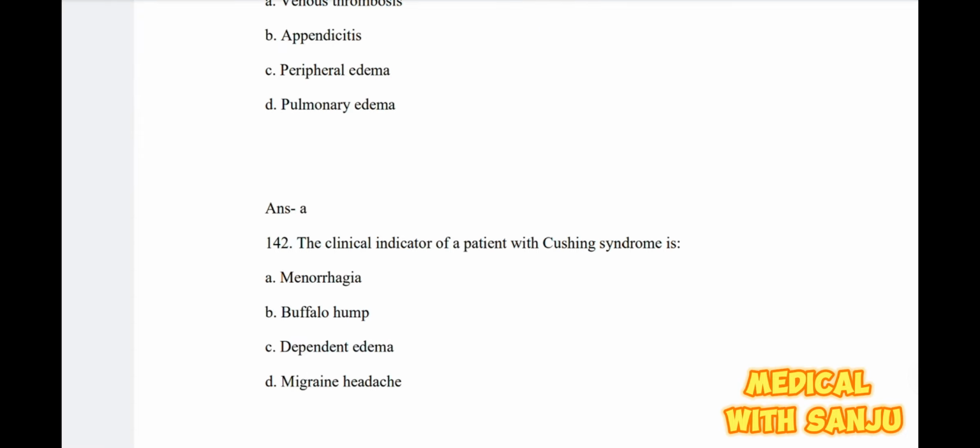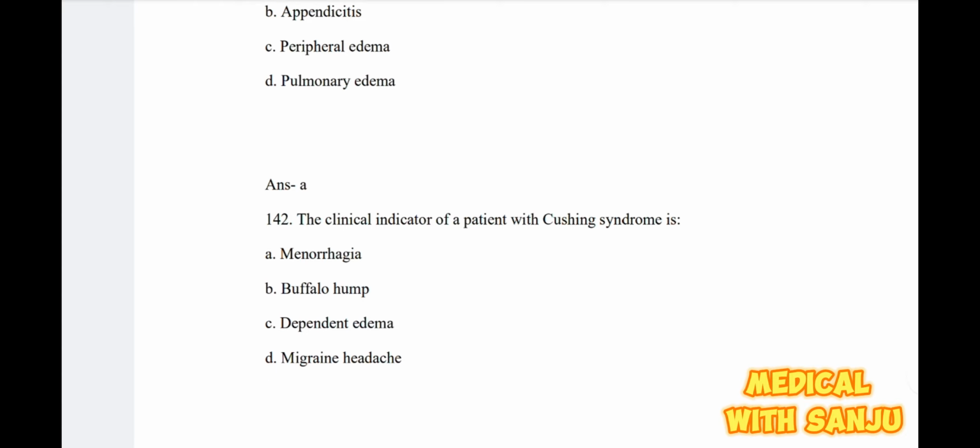Question number 142. The clinical indicator of a patient with Cushing syndrome is option A menorrhagia, option B buffalo hump, option C dependent edema, and option D migraine headache. Cushing syndrome is a disease that occurs when body makes too much of a hormone cortisol over a long period of time. Cortisol hormone is a stress hormone. And the symptom is a buffalo hump. Option B is right answer.